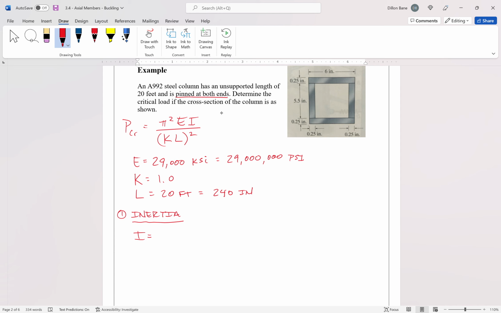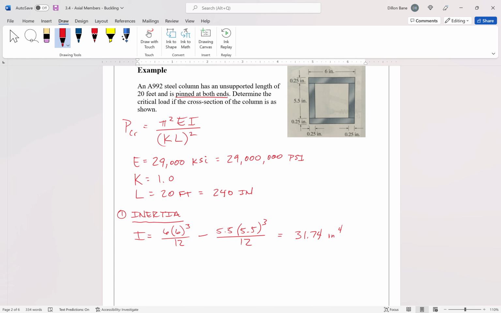The big shape is going to be bh cubed over 12, and it's just 6 times 6 cubed over 12. We don't need to add in the Ad squared term because our d term is going to go to 0. So now we're just going to subtract out the small square: 5.5 times 5.5 cubed over 12. Again, we don't need the Ad squared term because the d term will go to 0. Running our math out on this, we get our moment of inertia to be 31.74 inches to the 4th, right?